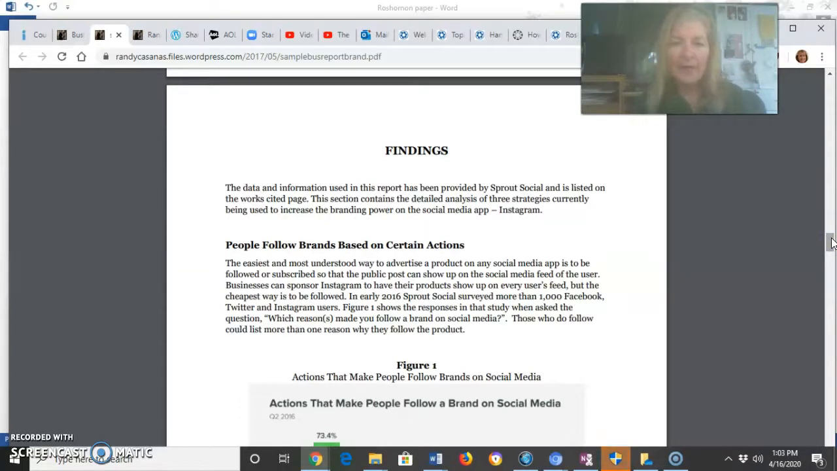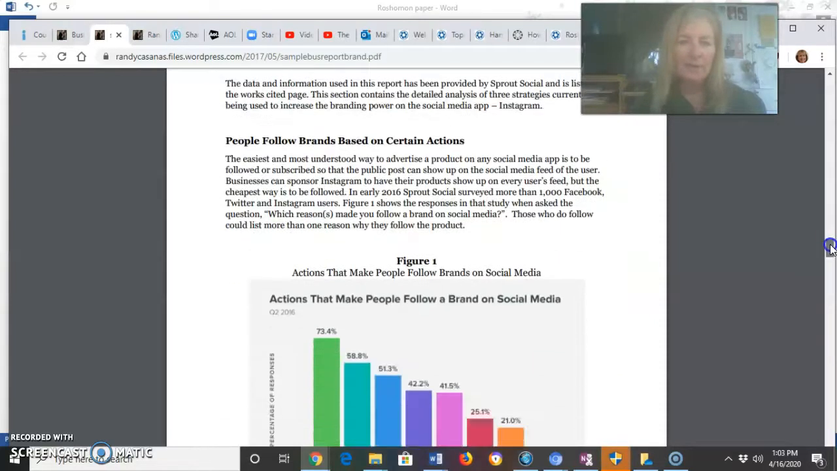The findings is the main part of your business report, and we have talked and will be talking more about the all-important talking heads in your findings section. So this talking head, people follow brands based on certain actions, can be a sentence, and that's the kind of head that's different than location or brands or actions or something like that. You want a whole sentence where those are required.